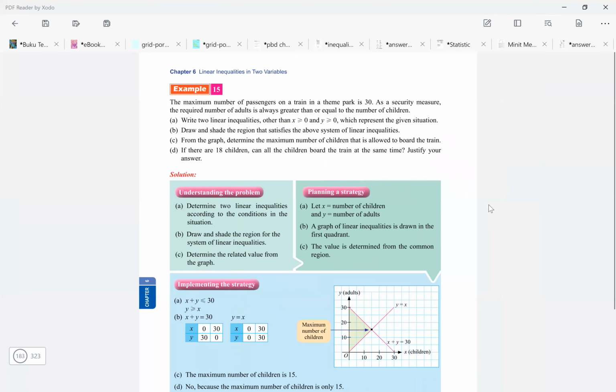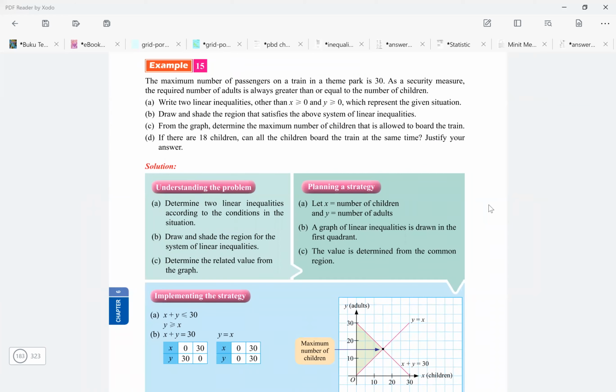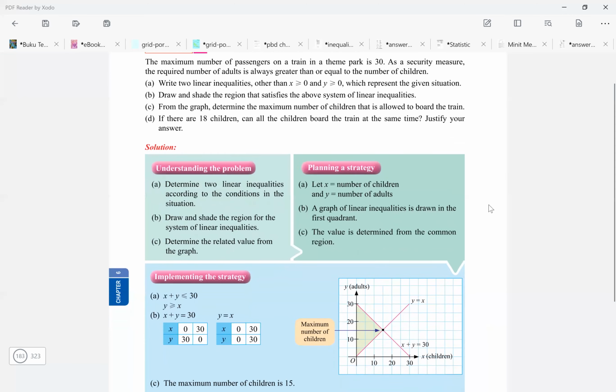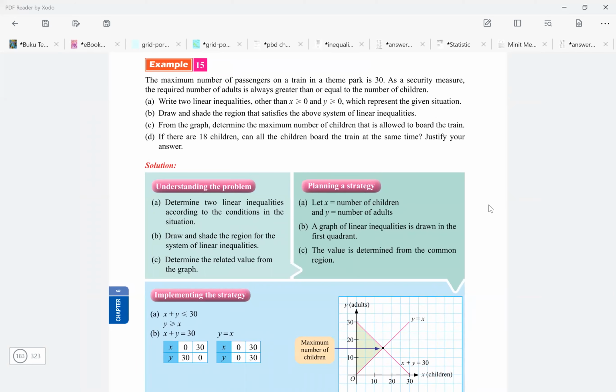All right, so let's look at example 15. The maximum number of passengers on a train in a theme park is 30. As a security measure, the required number of adults is always greater than or equal to the number of children. Write two linear inequalities other than x greater than or equal to 0, y greater than or equal to 0. Here, we assume that we have two types of people. First is the children.